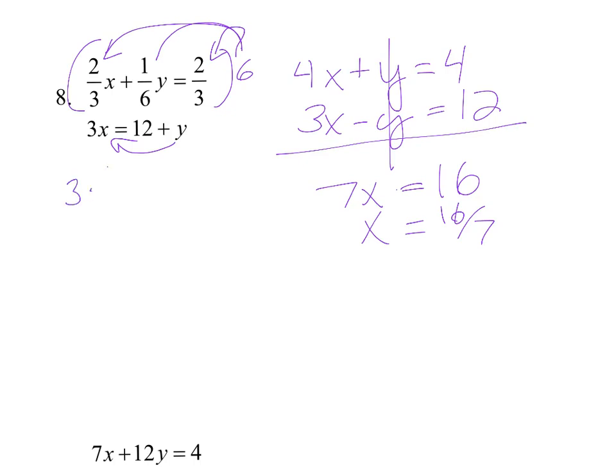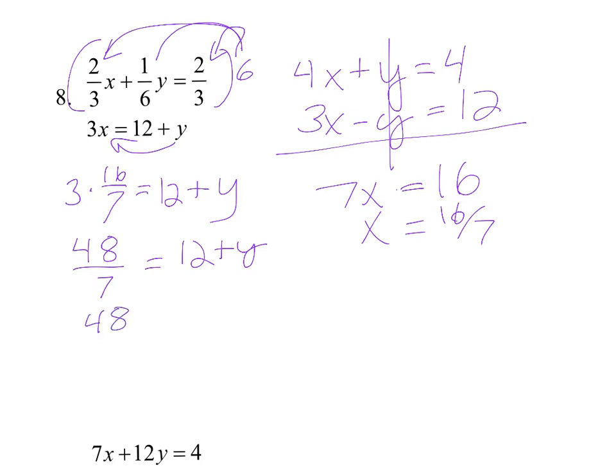Okay, so 3 times 16 sevenths equals 12 plus y. Well, 3 times 16 sevenths. 3 times 16 is 48. So I have 48 over 7 equals 12 plus y. Got to subtract the 12. All right, the only way I can do this is common denominator, so that 12 needs to be over a 7. So the numerator becomes 12 times 7. 12 times 7 is 84.